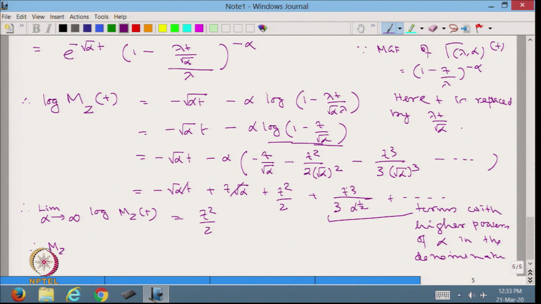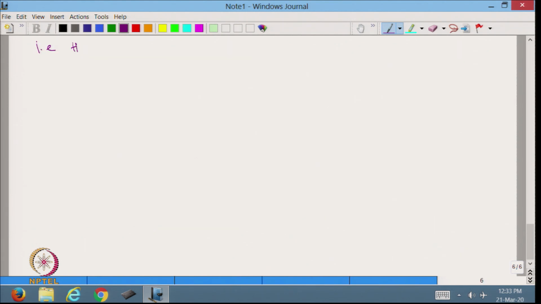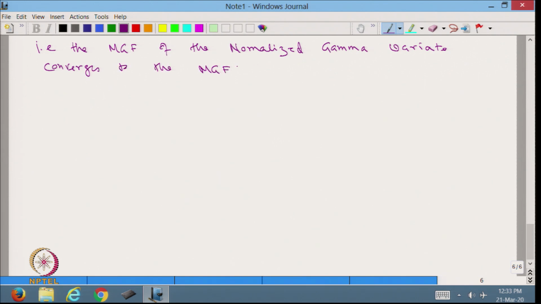Therefore, m z t converges to e to the power t square by 2, that is the moment generating function of the normalized gamma variate converges to the MGF of normal 0, 1. Therefore, we get the same result.